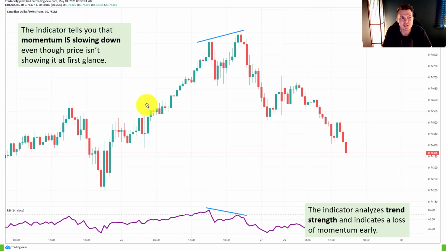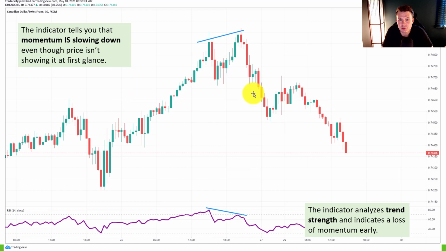So first of all, let's just take a basic look at what a divergence is at its core. A divergence, as the name suggests, means that the price action and the indicator are doing two separate things. They're not agreeing, so they are diverging. And here we can see it very nicely. The price action is making higher highs, whereas our indicator, in this case the RSI, is making lower highs. So the price action and the indicator are not agreeing.